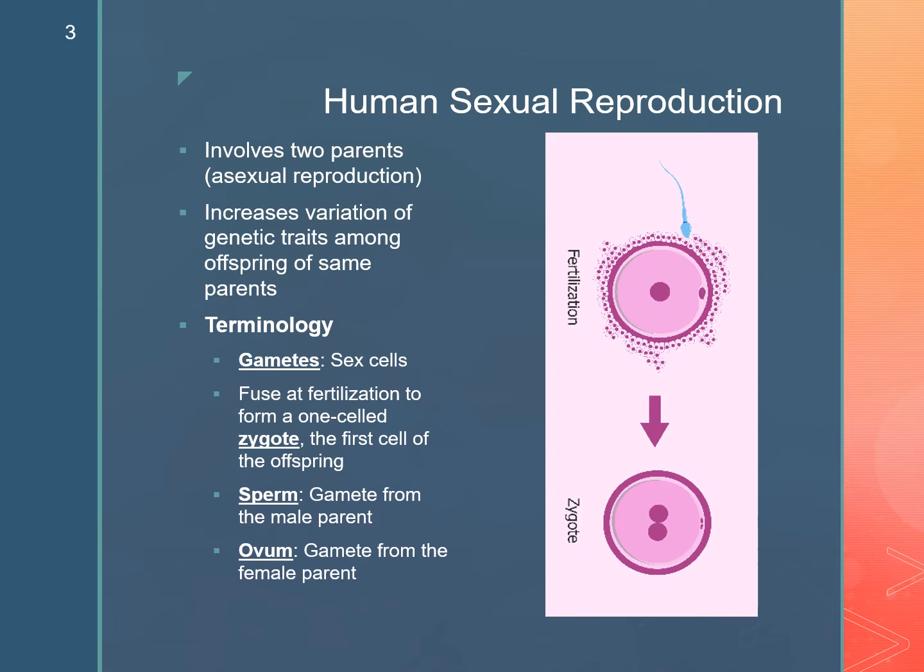This is the first cell of the offspring, and we're going to see as we dig a little bit deeper into this lecture that cell will begin to divide very quickly, and then it is referred to as something called the blastocyst. So we'll get there in a second. Again, the sperm is the gamete from the male parent, and the ovum is the gamete from the female parent.